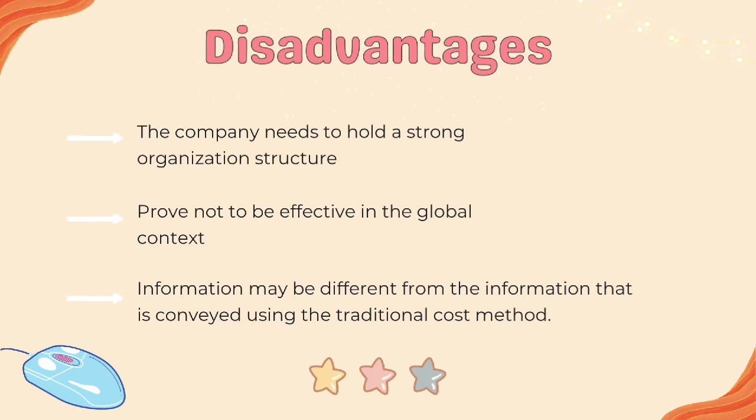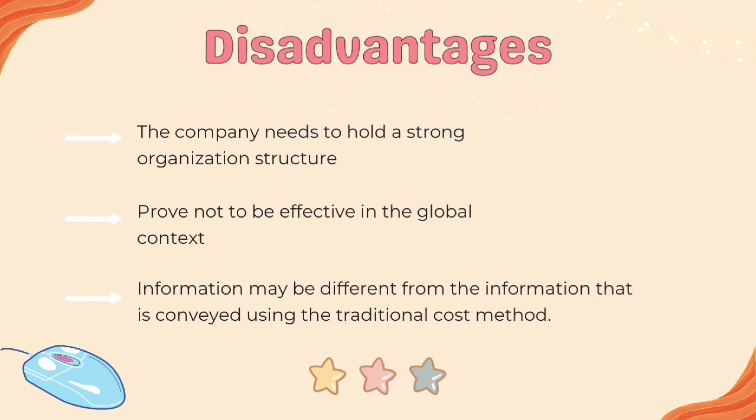The next disadvantage is that it may prove not to be effective in the global context. Activity-based costing may prove not to be effective in the global context because of its complex nature. The implementation of an ABC system is quite expensive and requires a lot of time. Therefore, it may be time-consuming and expensive for the company to collect data, evaluate, and enter it into the new system.